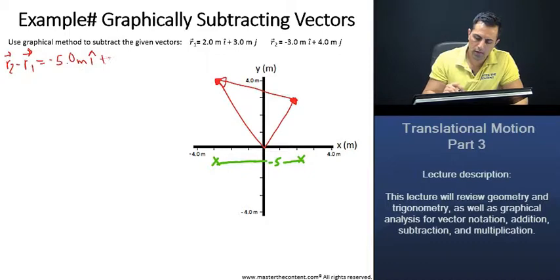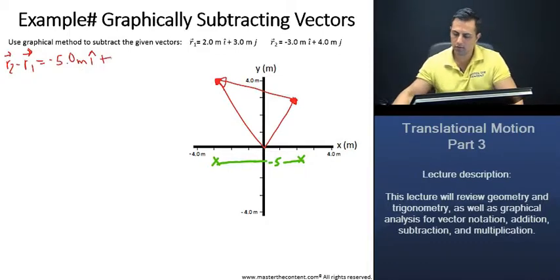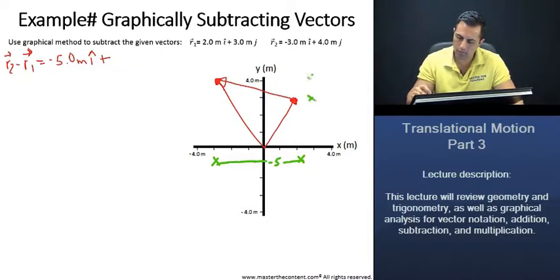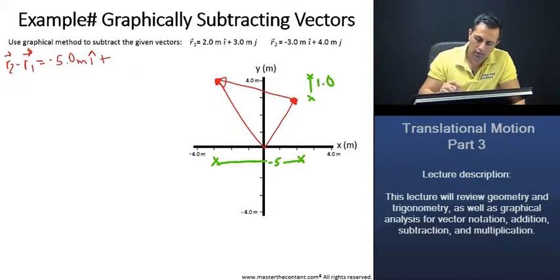And how about our y-axis? Well, we're beginning here at 1, 2, 3, and then we went up to, where did we go up to? We went up to 4. So the difference here is 1 meter, I meant to say. 1 meter in the y direction.